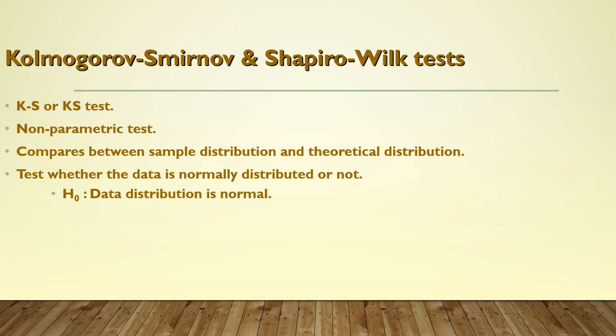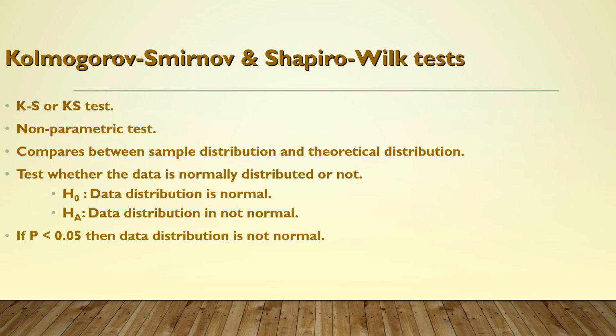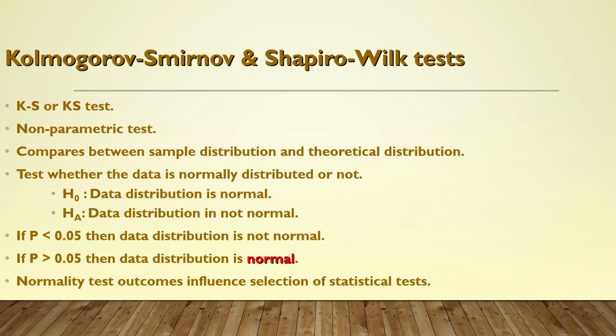So SPSS will generate a null hypothesis and an alternative hypothesis. In the null hypothesis, the data distribution is normal. In the alternative, the data distribution is not normal. So the software will calculate the p-value, and if the p-value is less than 0.05, then the data distribution is not normal. However, if the p-value is greater than 0.05, then the data distribution is normal. So these normality test outcomes influence the selection of statistical tests.